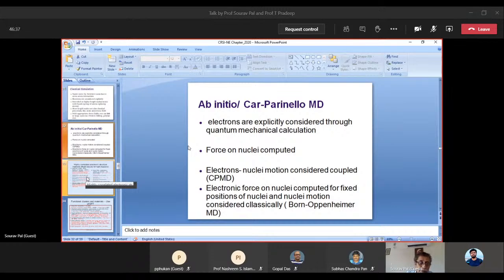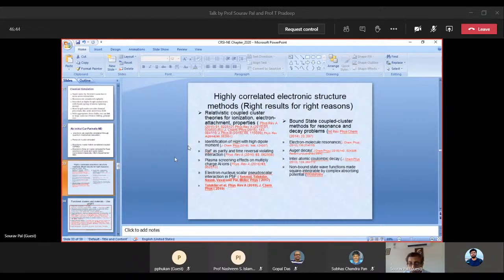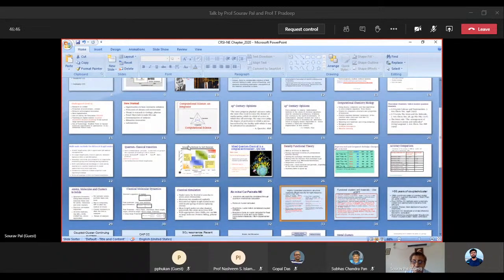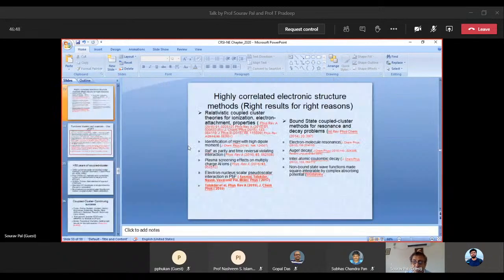So I'm just going to put a couple of slides on the different types of problems that we are doing. So one of the problems that we are doing is to develop theories. Can these slides be seen in the full mode?